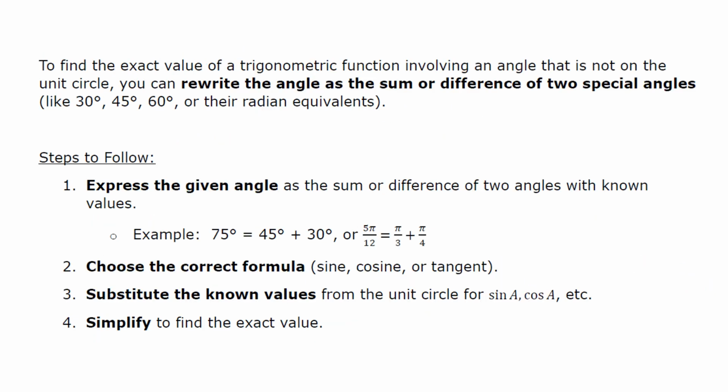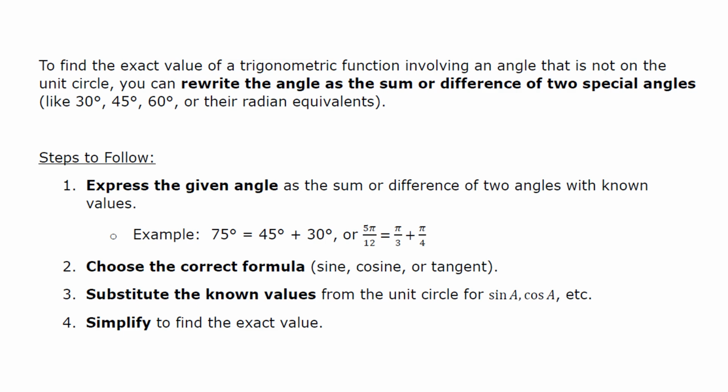All right. So to find the exact value of a trigonometric function involving an angle that is not on the unit circle, you can rewrite the angle as the sum or difference of two special angles, like 30 degrees, 45 degrees, 60 degrees, or their radian equivalents. So here are 4 steps to help us in solving problems that utilize the sum and difference formulas.